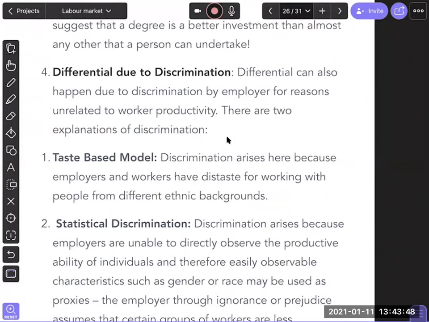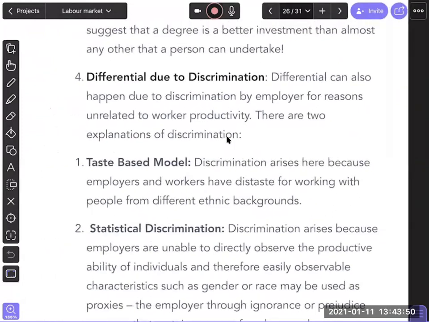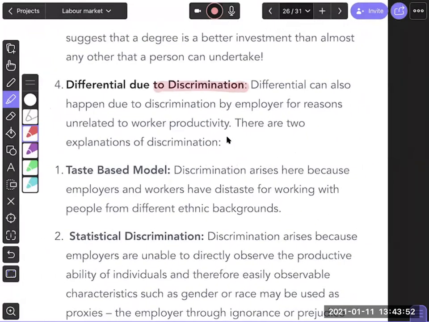Okay. Sometimes, guys, people are paid differently because of discrimination. Discrimination could be on gender, religion, race, or any other reason. Whenever somebody is discriminated against, they may not be employed. The demand for them could be low, and because of that lower demand, their wage will be low.